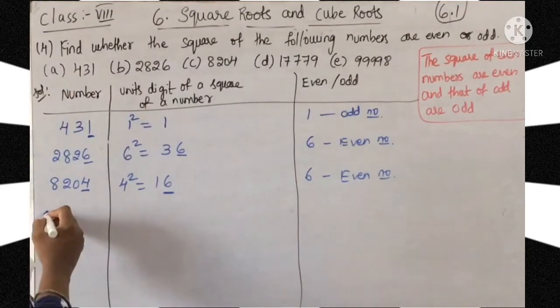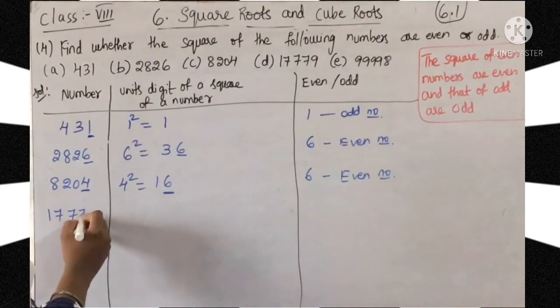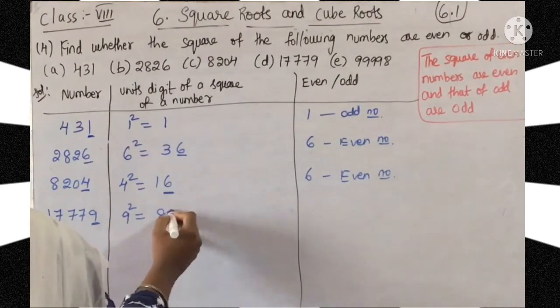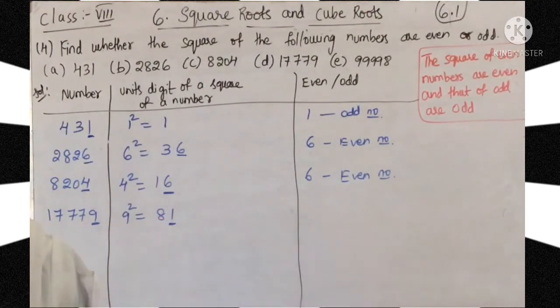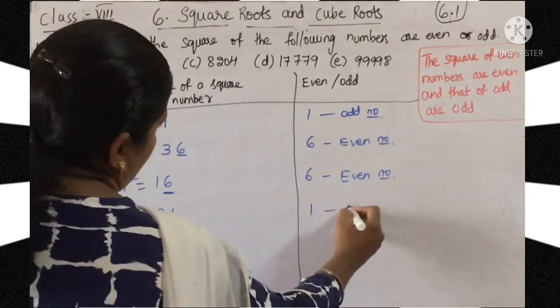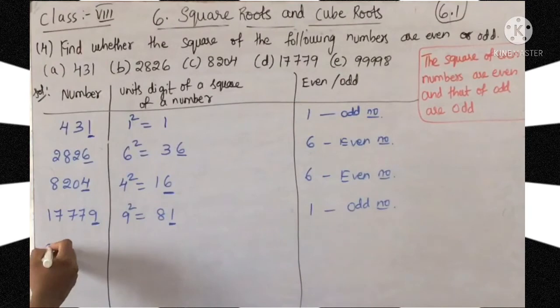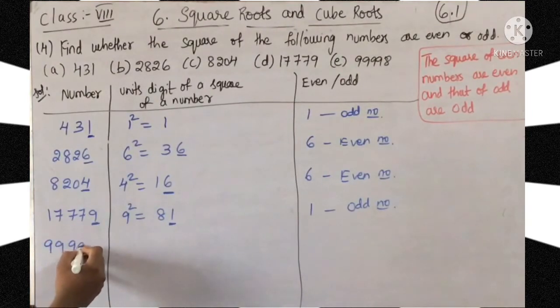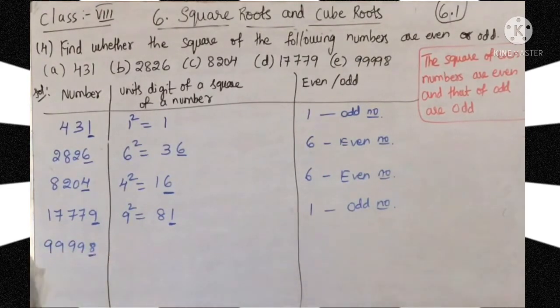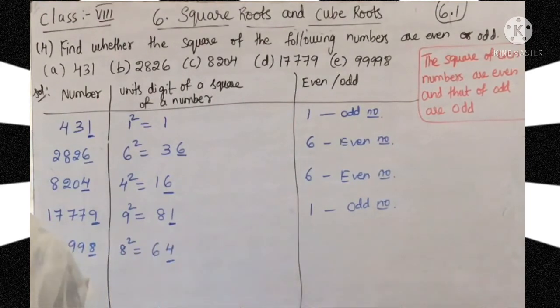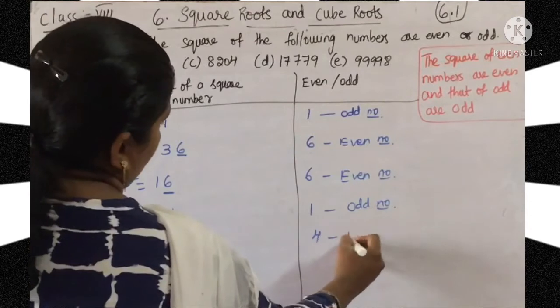And next one, 17,779. So 9 is in units place. 9 square when you find it is 81. So 1 you will get in the units digit. So what is 1 here? Odd number. And finally last one, 99,998. Find 8 square, you will get 64. So 4 will be in the units place. So what is 4 here?